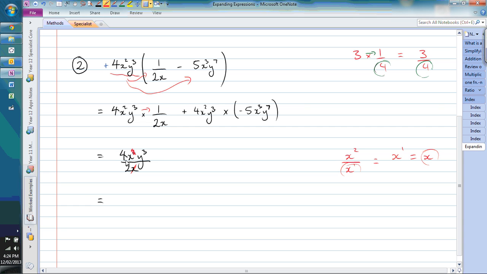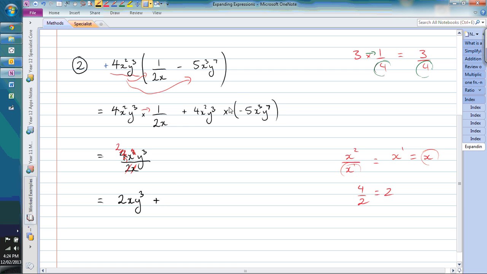Having a look here, 4 divided by 2. What's 4 divided by 2? That's just 2. So that 2 is going to cancel out with that one, and it's going to turn into a 2. So my final result for this term is going to be 2xy cubed.